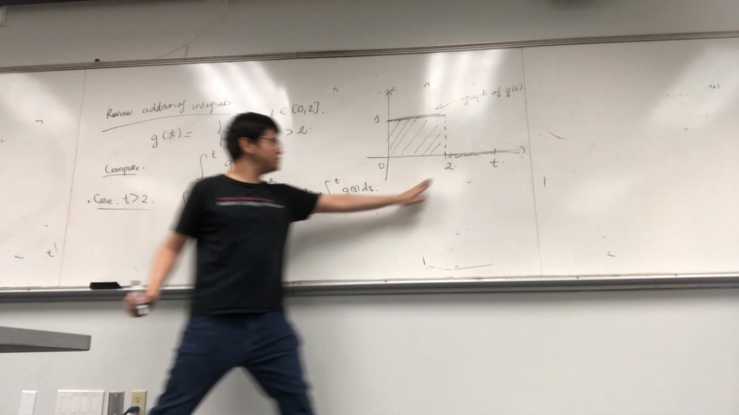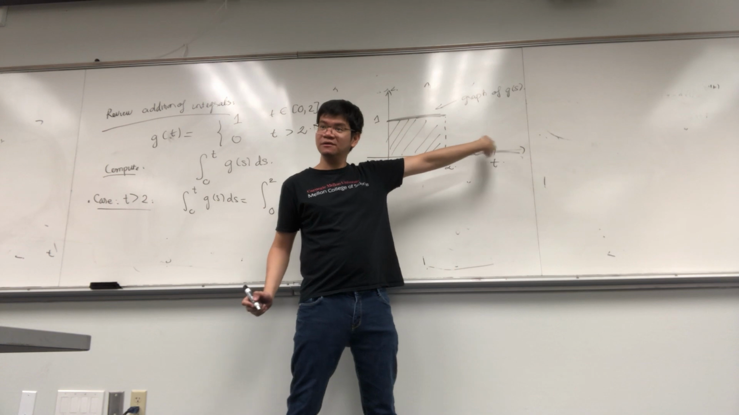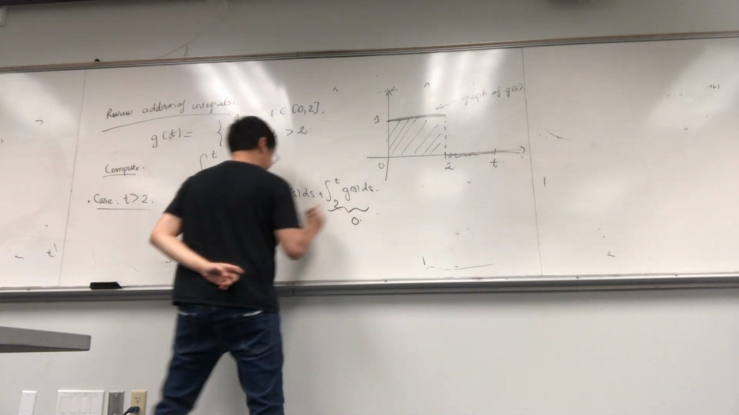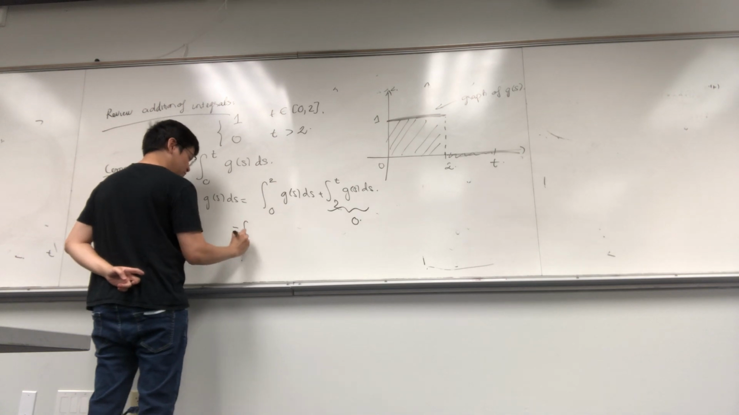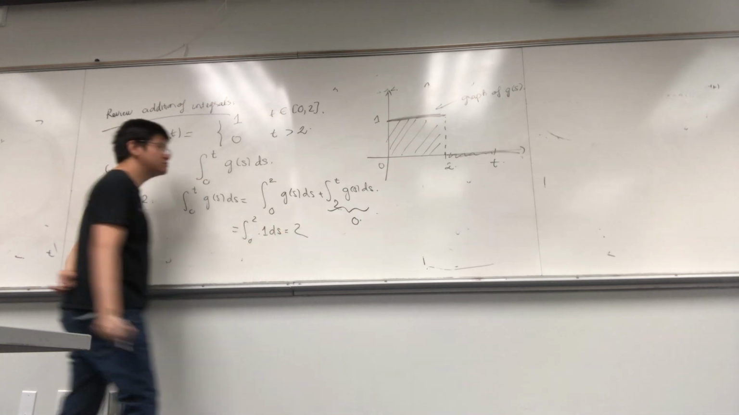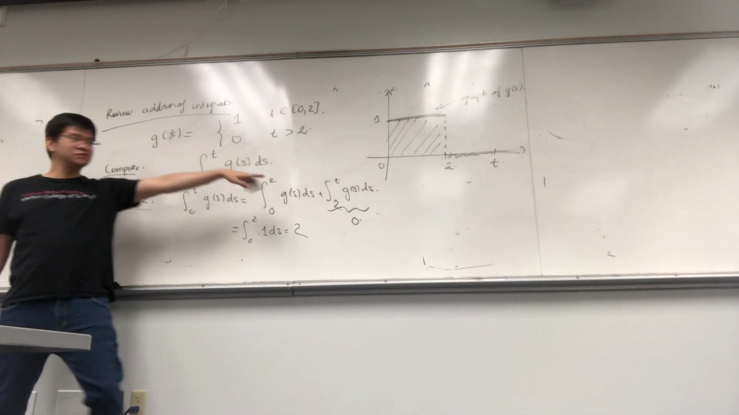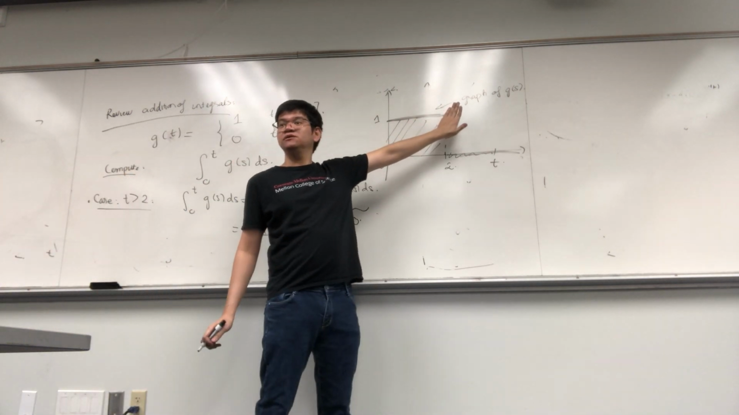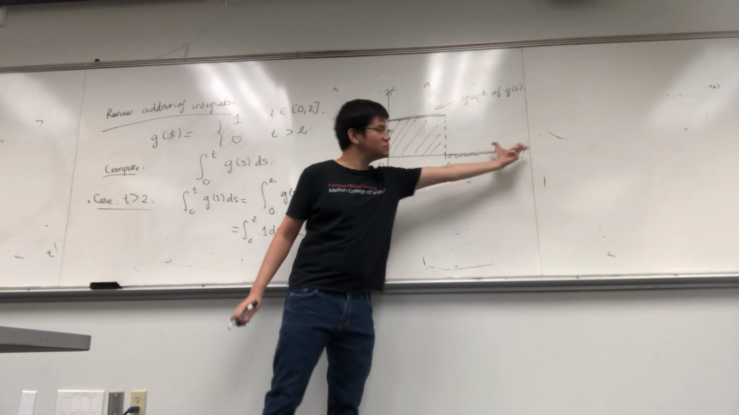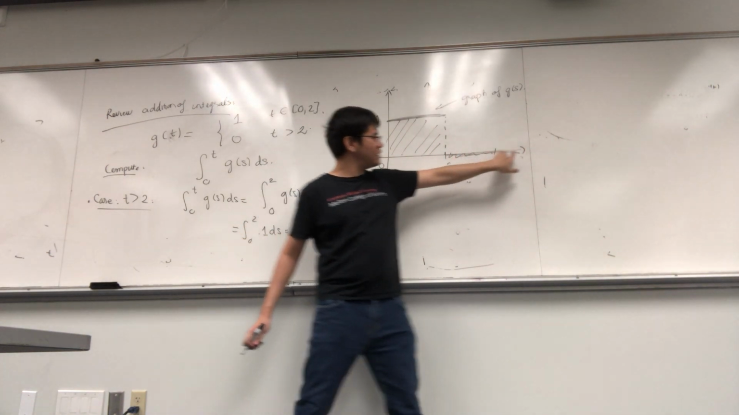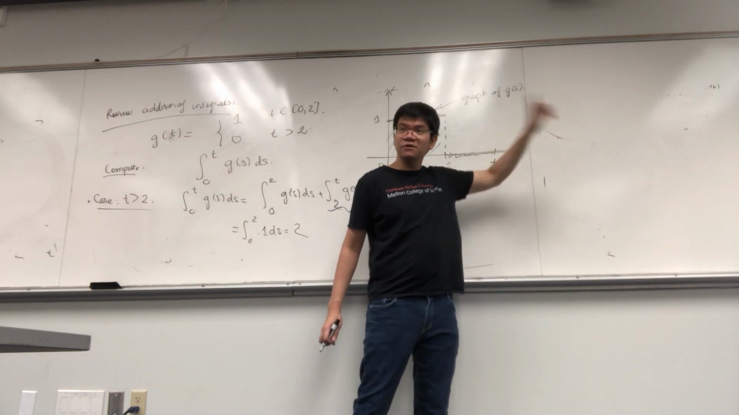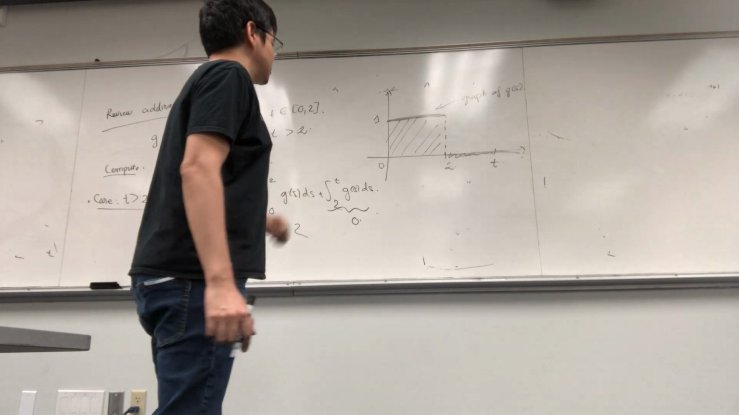Of course, this is 0 because here you have nothing, right? Because the function is 0. So here you have the integral from 0 to 2 of 1 ds, and this gives me 2. So when t is bigger than 2, this area is always 2. This is a fixed constant because the area of anything else that is bigger than 2 is 0. Now, what is going on when t is smaller than 2?